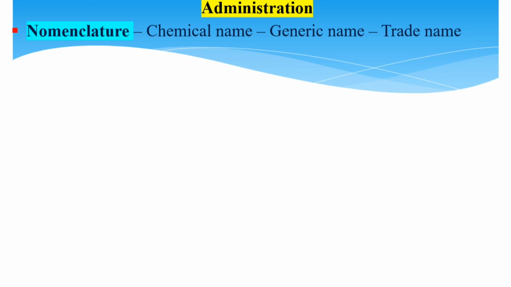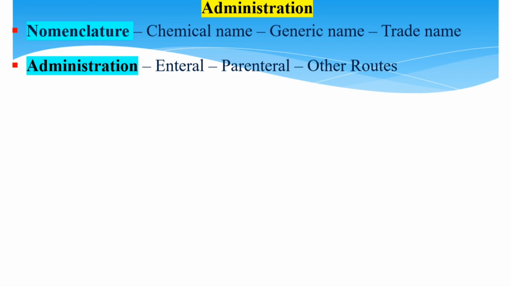Trade name is given by the company manufacturing the particular medication, whereas generic name is universal and indicative of the effect generated by the particular drug. Then we have also looked into drug administration, which was 2.3. Nomenclature is 2.1. Drug administration is 2.3. Under drug administration, we have learnt about enteral, parenteral, and other routes of drug administration.